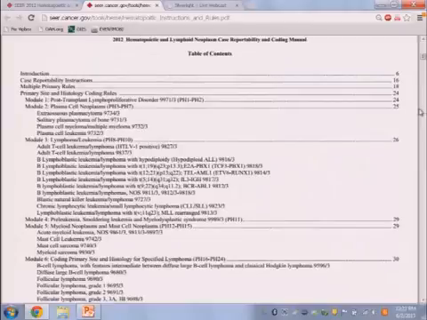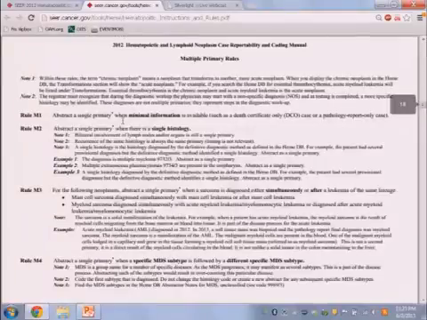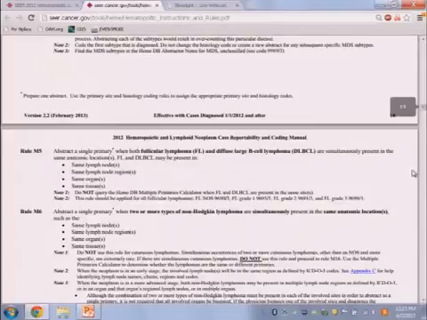So the multiple primary rules, you might think they're hidden because the primary site and histology rules are more prominent, but they are right there, multiple primary rules. And we want M5. M5 says abstract a single primary when both follicular lymphoma and diffuse large B-cell lymphoma are simultaneously present in the same anatomic location. That's the only time you do it as 1 primary. Every other time you abstract them as 2.